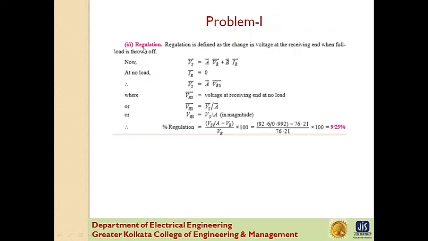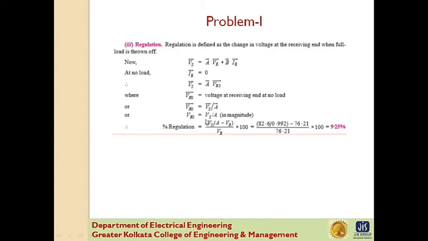Next, regulation. Regulation is defined as the change in voltage at the receiving end when full load is thrown off. So at no load IR is equal to 0, so Vs is equal to A VR0. VR0 is the receiving end voltage at no load, and VR0 is equal to Vs by A. So we can put (Vs by A minus VR) by VR into 100.